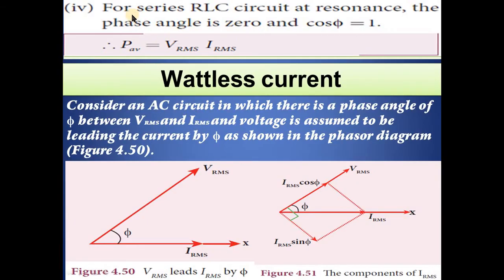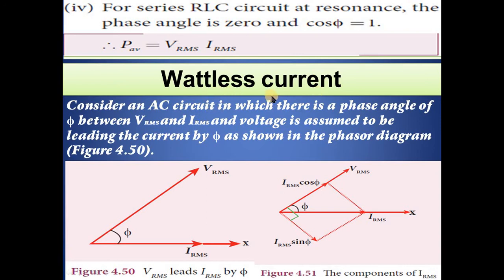The third important case is a series RLC circuit, where the phase angle φ = tan⁻¹((XL − XC)/R). The average power is Vrms Irms cos φ. This is a very important formula for your problems. The fourth important case is a series RLC circuit at resonance, where the phase angle is 0 and cos φ = 1, so the average power is Vrms Irms.